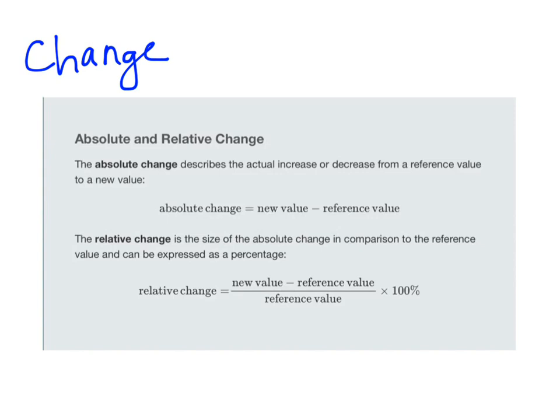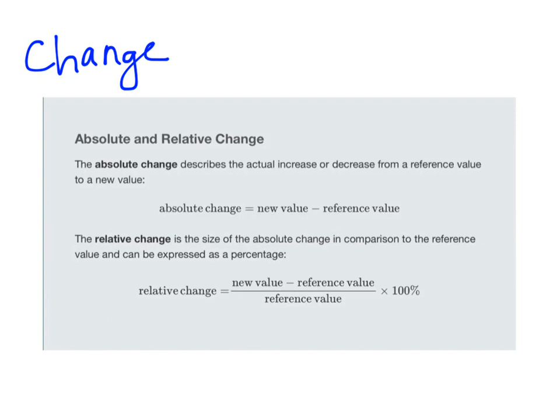So for absolute change, the units will always be whatever your values are. So we might be talking about a change in dollars or a change in people if it was population, but we don't actually use percentages to describe that absolute change unless the two things that are changing are percentages themselves. Okay, so if we had like an interest rate that increased from 1% to 5%, then we might talk about the absolute change there.